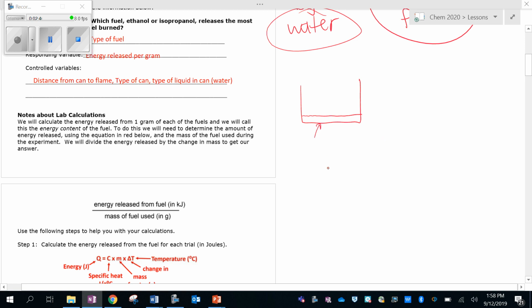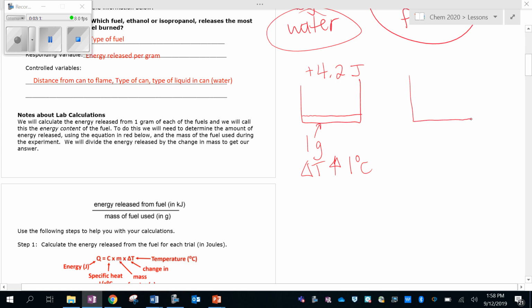So let's say this is water. This is 1 gram of water, and if I want the change in temperature to go up by 1 degree Celsius, then I need to add 4.2 joules. Scientists have already determined that. If I want the water to cool down by 1 degree Celsius, this would need to release 4.2 joules.